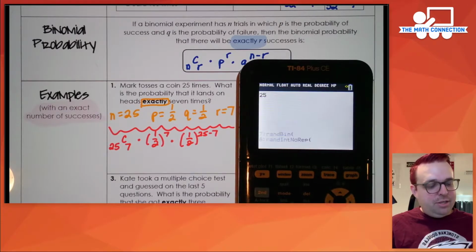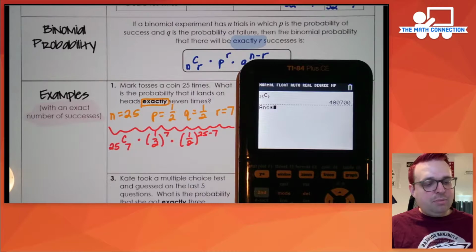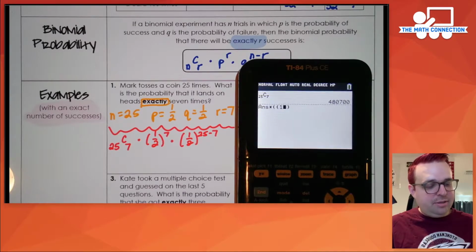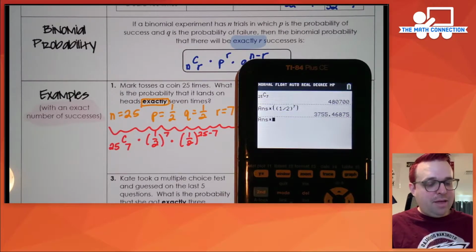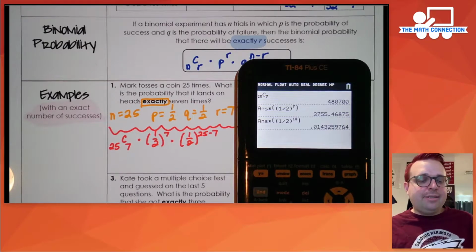Probability combination 7. We're going to multiply this by 1/2. I do want 2 parentheses here. 1/2 power of 7. And then close that. There we go. Okay, and then we have one more thing to multiply that by. That's 1/2 to the power of, well, what's 25 minus 7? It's 18. And there you go.